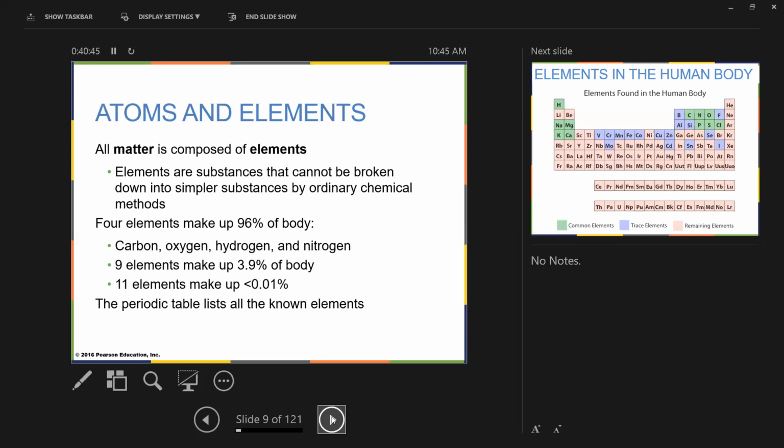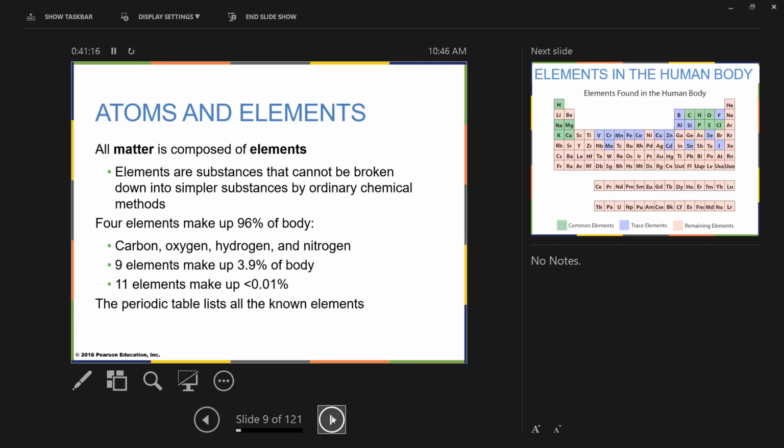So if we are looking at chemistry, we've got to take a look here at the elements that make up matter. Let's look at the elements here. Matter is made up of elements. Elements are simply any substance that can't be broken down into something simpler.